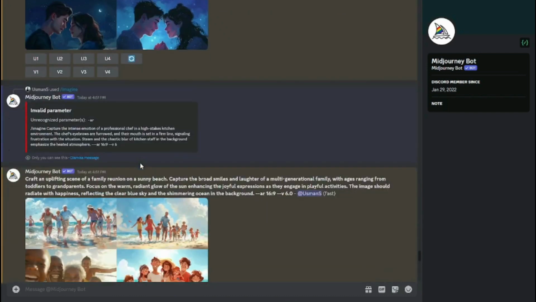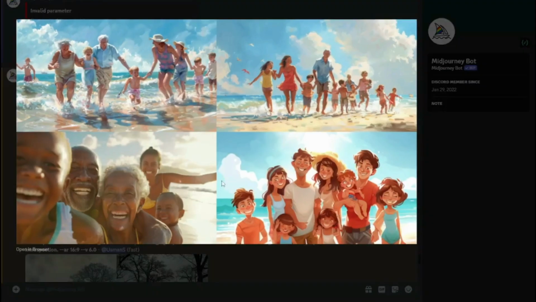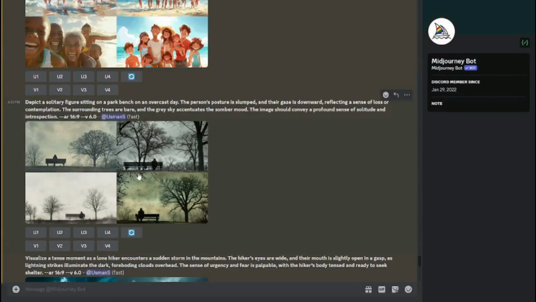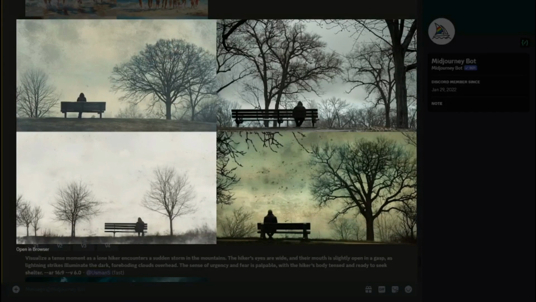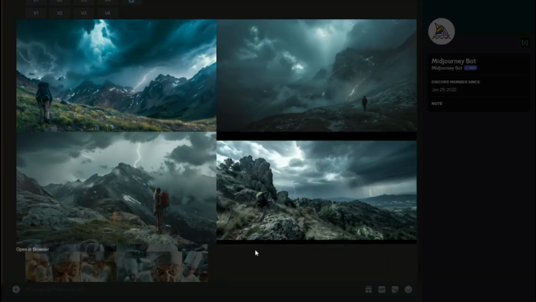Right? So let me give you one more example for each of your emotions. First of all, we have happiness right over here. This was an uplifting scene of a family reunion on a sunny beach. Then the second one we have is sadness: a solitary figure sitting on a park bench on an overcast day. This looks like a very sad vibe. Then the third one we have is fear. It's giving me kind of a fear vibe. It's a tense moment as a lone hiker encounters a sudden storm in the mountains.